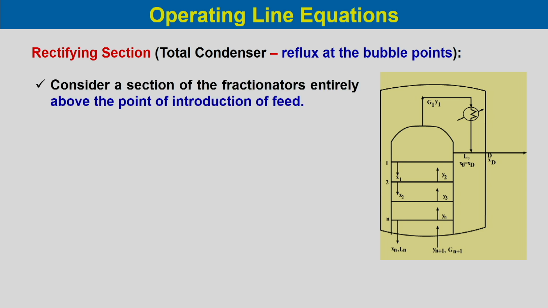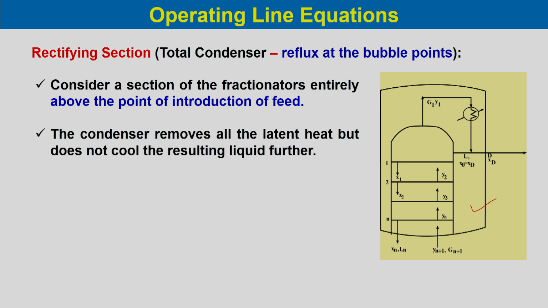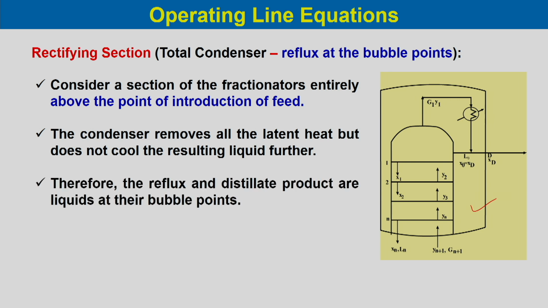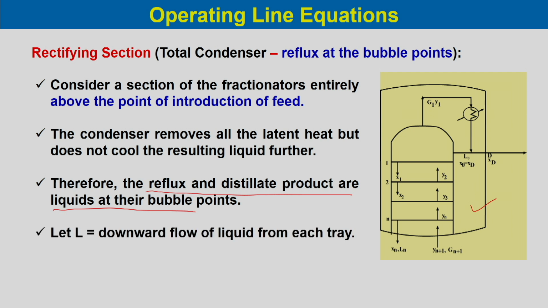Consider a section of the fractionator entirely above the point of introduction of feed. So, this is above the introduction of the feed, which is shown over here, and the condenser removes all the latent heat, but does not cool the resulting liquid further. So, it is at its bubble point. Therefore, the reflux and distillate products are liquids at their bubble points. Let L be the downward flow of the liquid from each tray and G the rising vapor from each tray, in moles per hour.